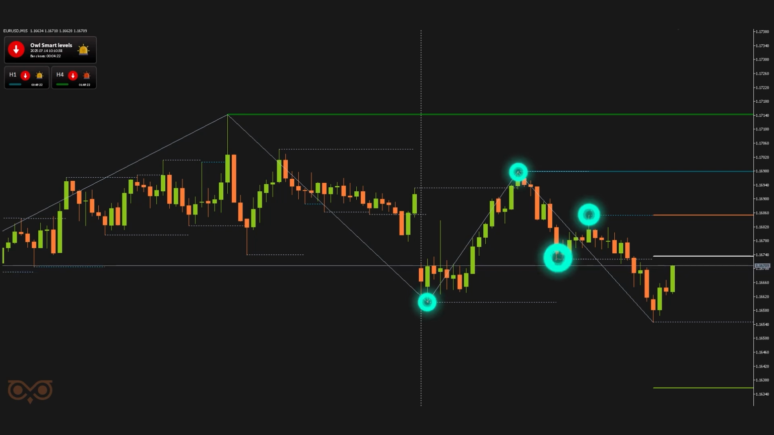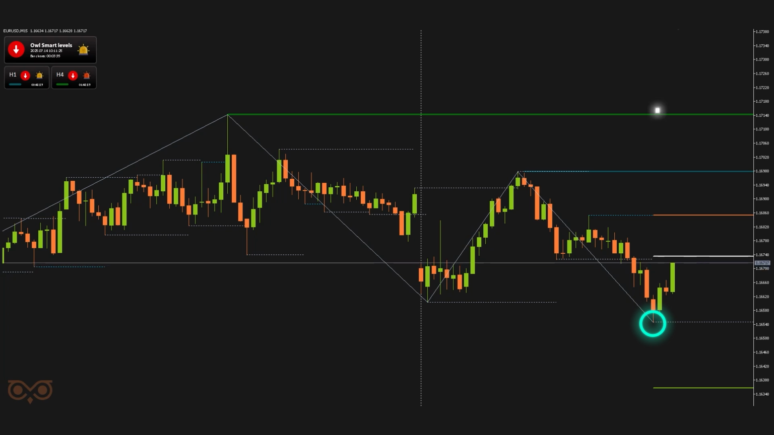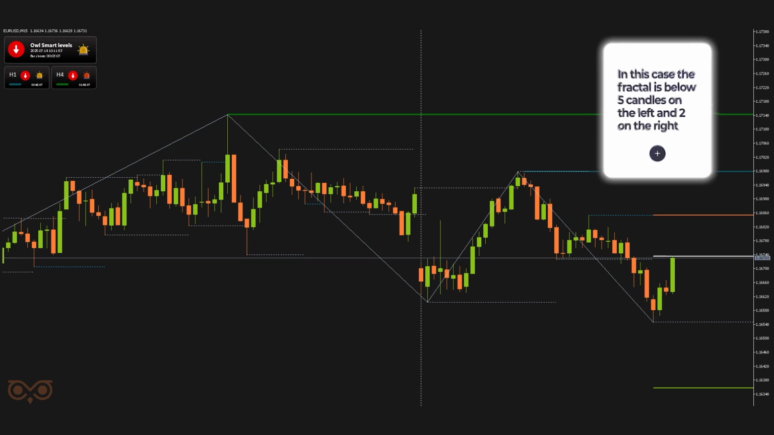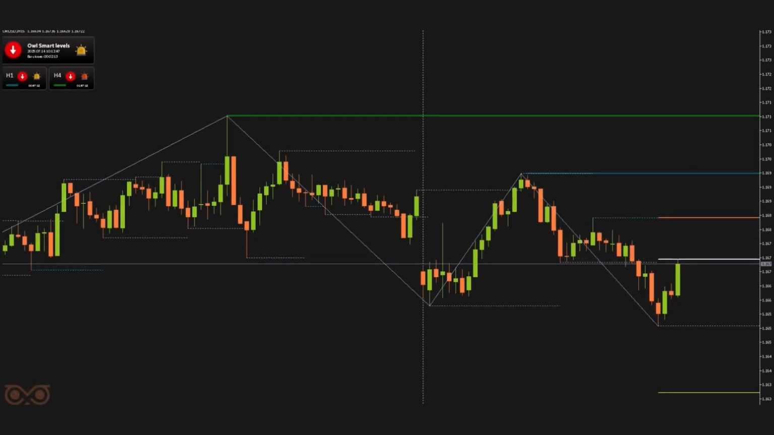A fractal is not just a spike or a candle with a shadow. It is a structural point where the market actually slows down and reverses. In Owl Smart Levels, a fractal is formed according to a strict rule. The central candle must be higher than 5 candles on the left and 2 on the right, or vice versa, lower if it is the base. Why is this necessary? Because this structure reflects a real break in movement, not just a random pullback or noise.